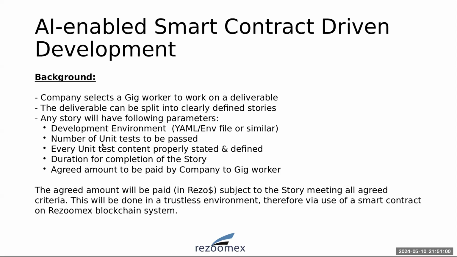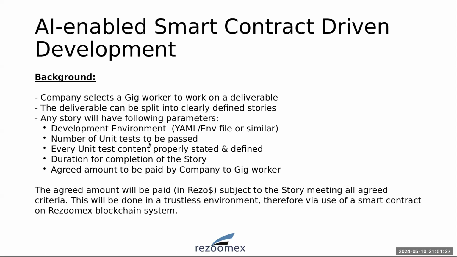Secondly, the unit test. This is a very important test to confirm that the work is done successfully. The unit test aspect has two parts. One is the number of unit tests. Let's say I'm a gig worker and I sign a contract with a company saying I will complete this work, which will pass 10 unit tests. That number 10 will be recorded as a part of the initial agreement.